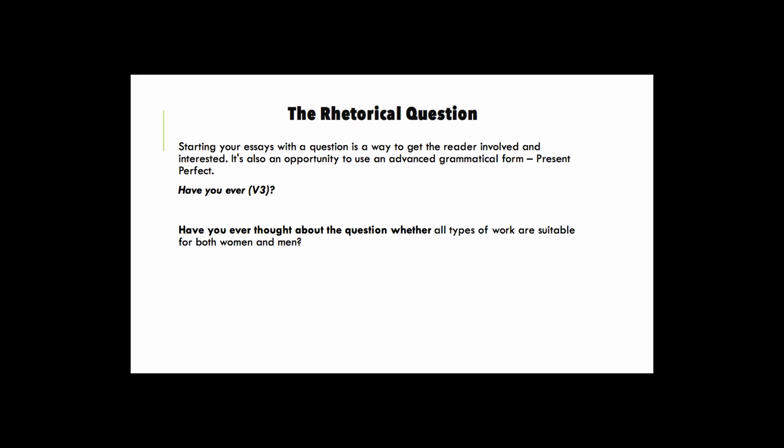I can think about a number of rhetorical questions to start with, and I'm sure you can come up with a few more. The easiest one is taking the words of the instruction and turning it into a question. For example, have you ever thought about the question whether all types of work are suitable for both women and men? In the same way, you can use this formula for every topic you get.